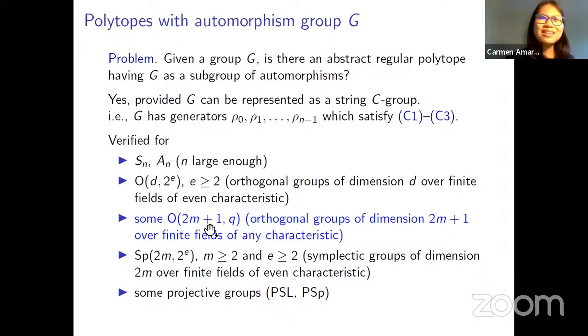Now, this one, the highlighted result, I only learned last week when I was preparing for this talk. It turns out that some of the problems that Michael and I were working on would have been covered by these results. I'm not sure if this has been established for all orthogonal groups of odd dimension, but at least for some, my results may extend to these cases.